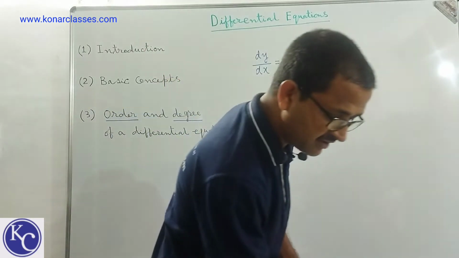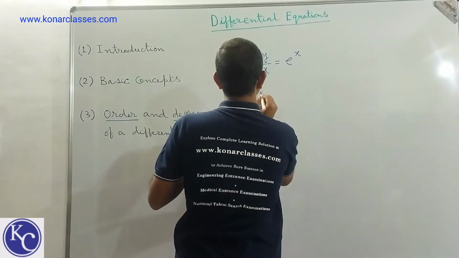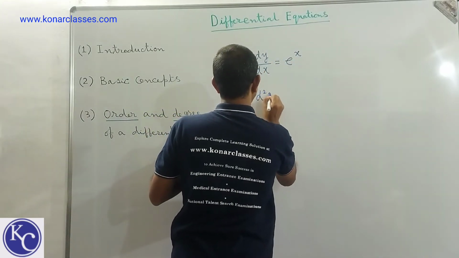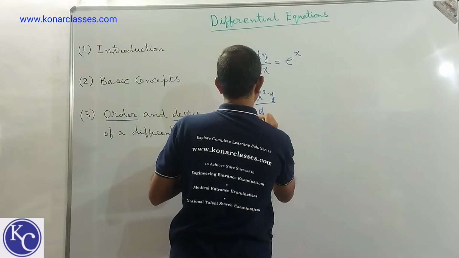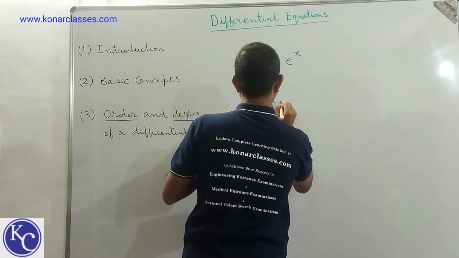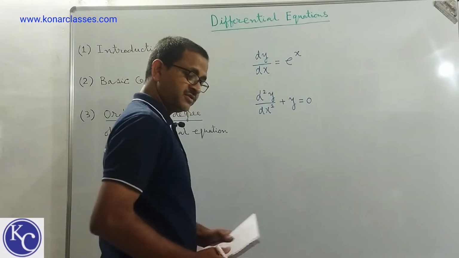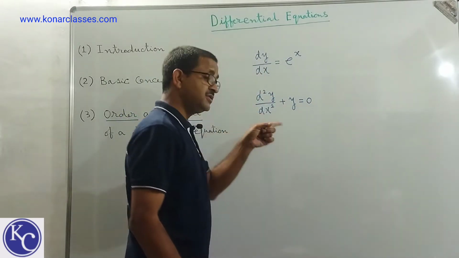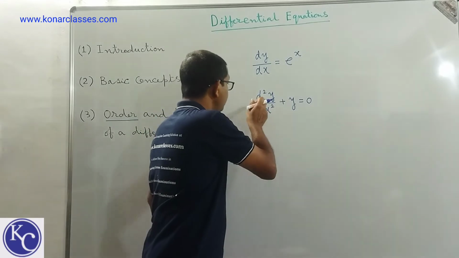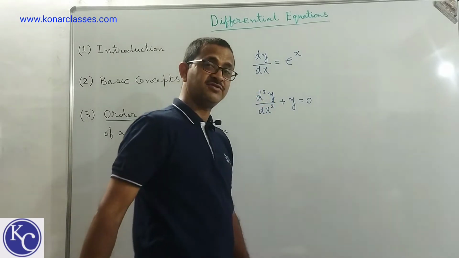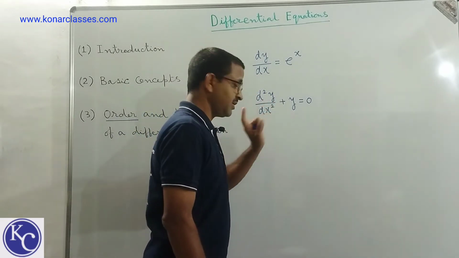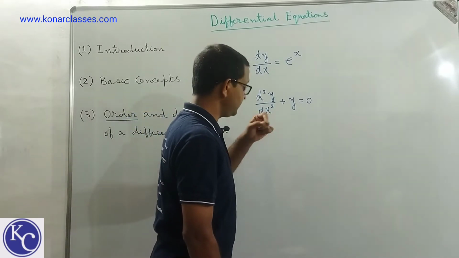Now let's take another example. For example, we take d2y dx2 plus y equal to 0. What is the order of this differential equation? It is 2. Why? Because 2 is the highest order of the differentiation of y with respect to x. That is why its order is 2.